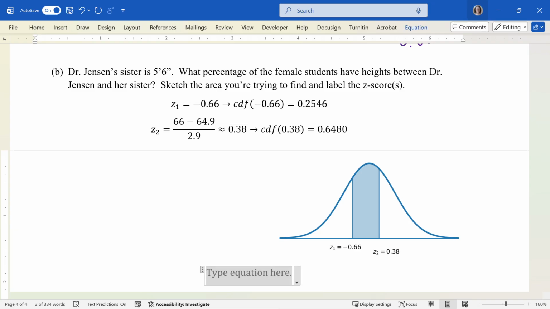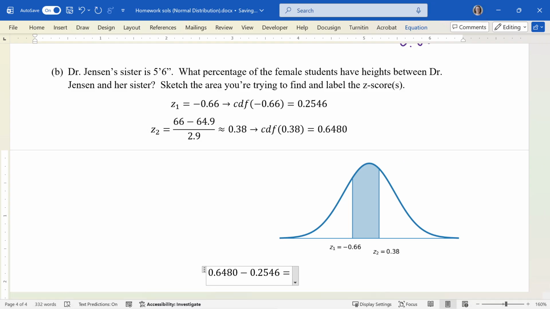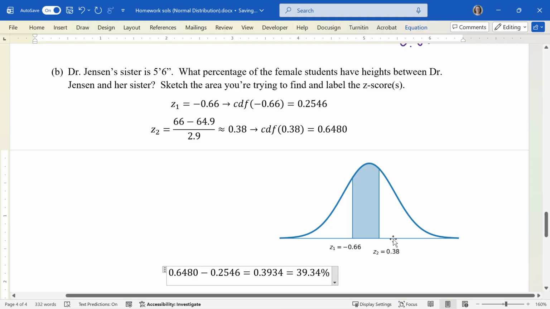All right, so now what I'm doing is I'm subtracting the larger area, 0.6480, minus the smaller one, 0.2546, and that is going to give me the percentage, or the area that is between those two z-scores. So I am getting about 40%, 39.34% to be specific. All right.